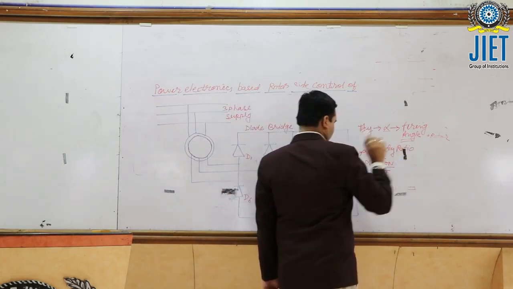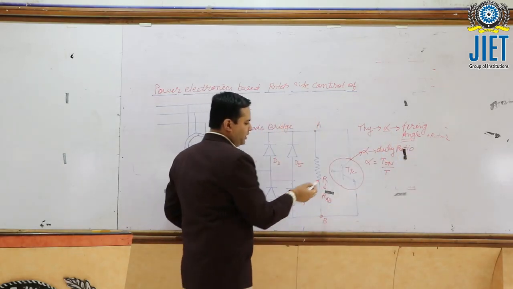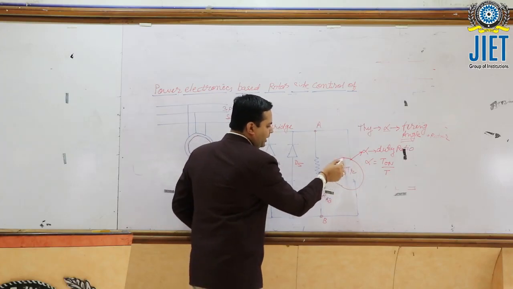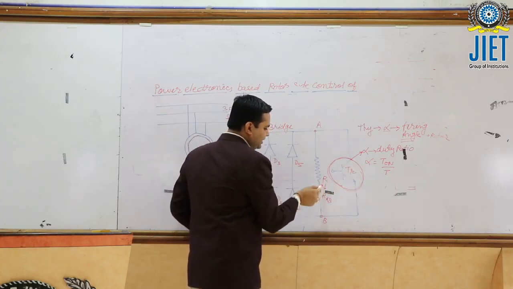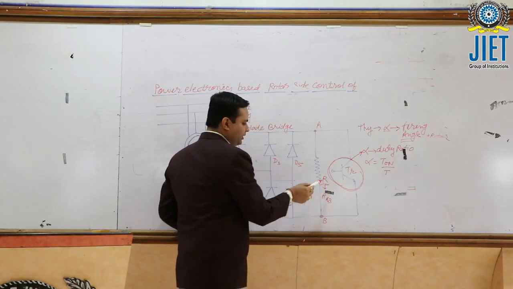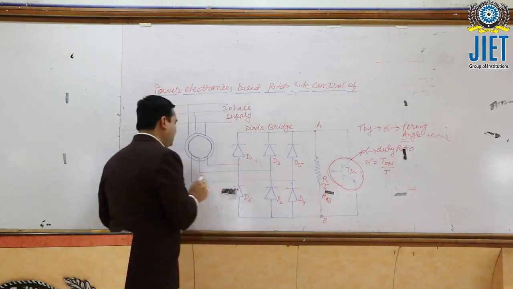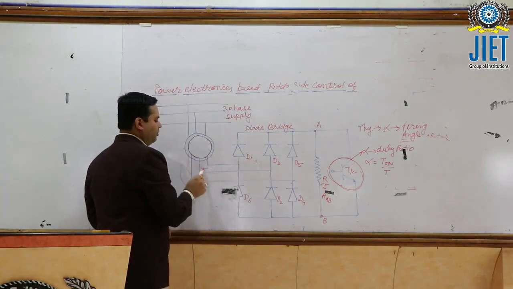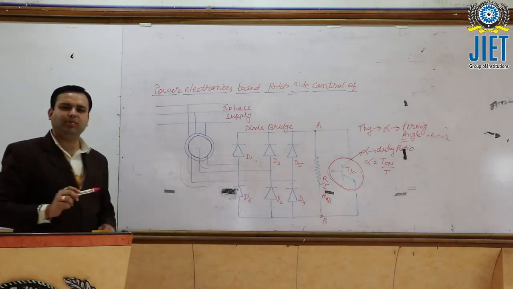and in case of thyristor, this alpha represents the firing angle. So if the variation of alpha is allowed here, this resistance value will be changed, and if we change this resistance value, then the speed of the induction motor will be changed. This is the principle.